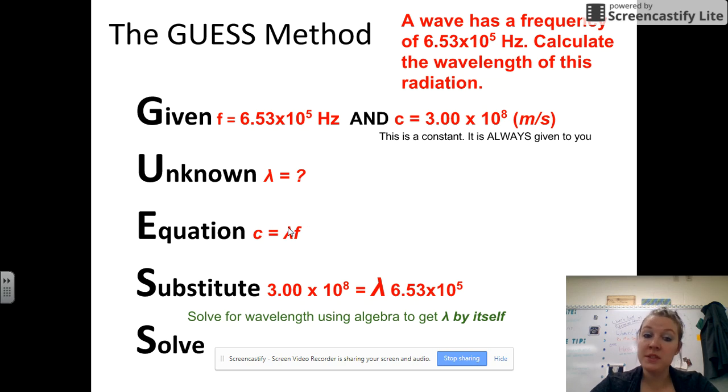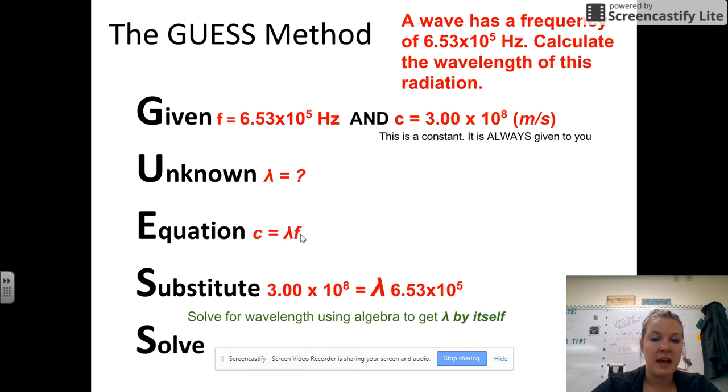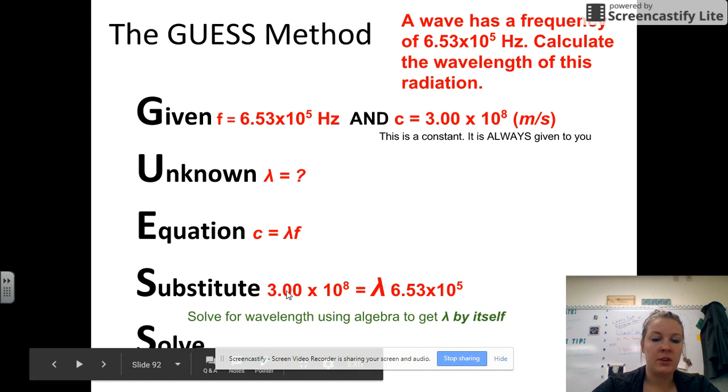Now we're going to substitute, which means I'm going to take these values up here and I'm going to plug them into the formula down here. So c matches with c, f matches with f, and it looks like this. Now I made lambda really, really big so that we can see it. So we're trying to get wavelength by using algebra to get it all by itself.